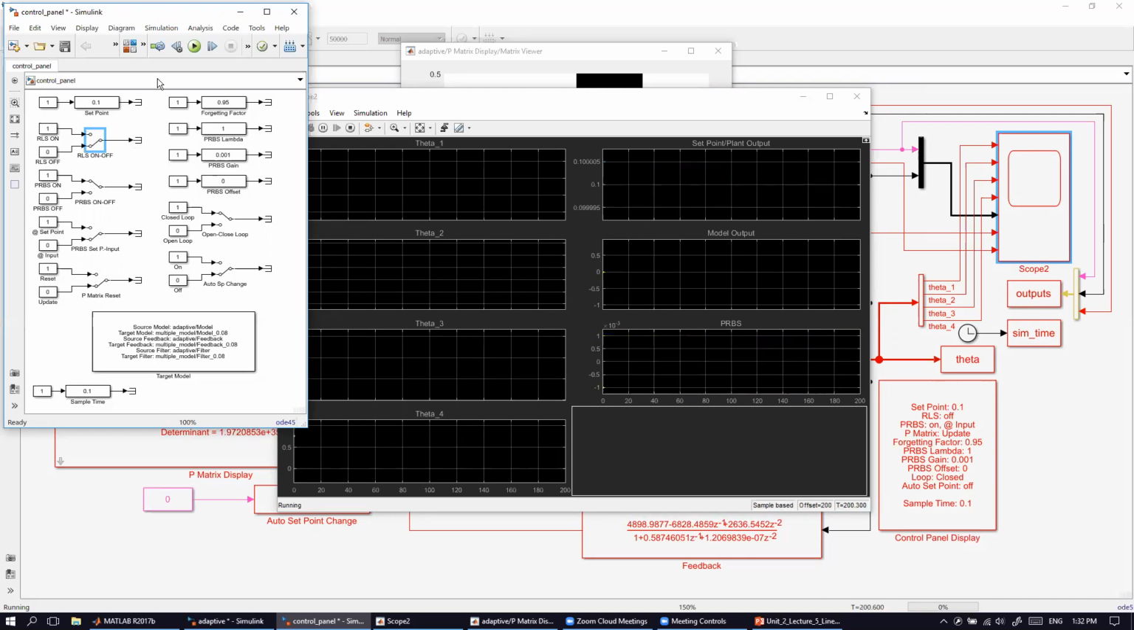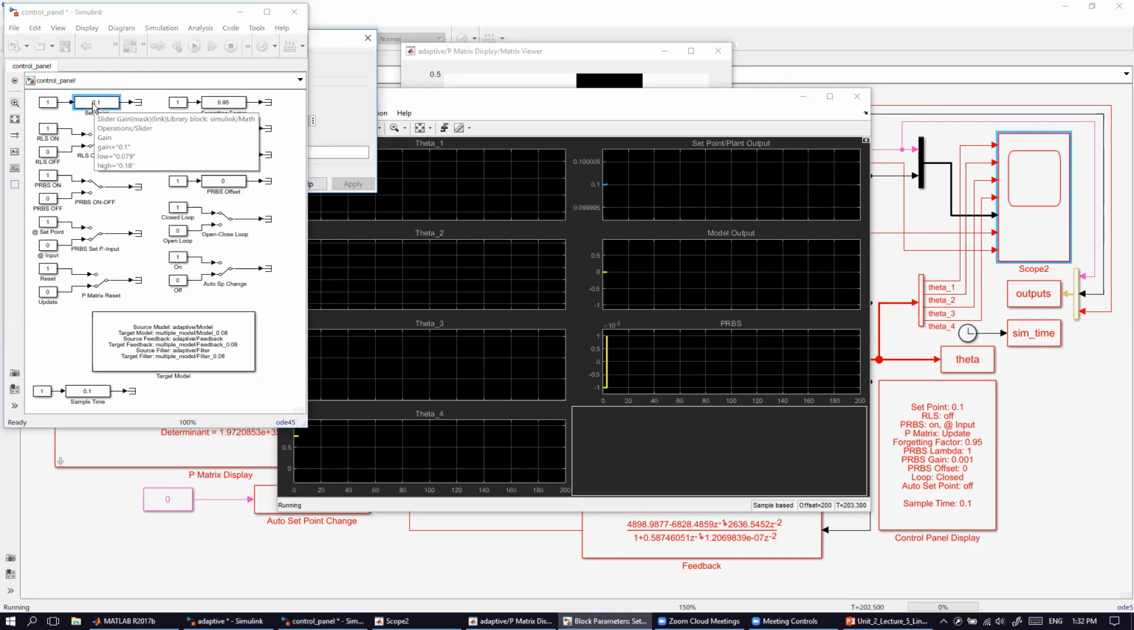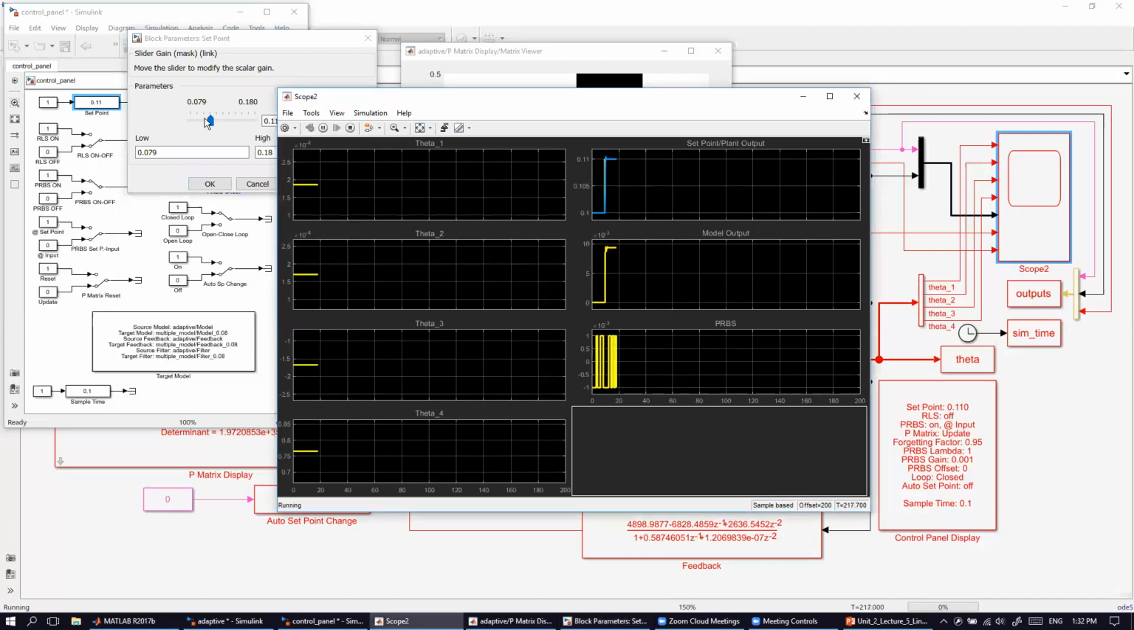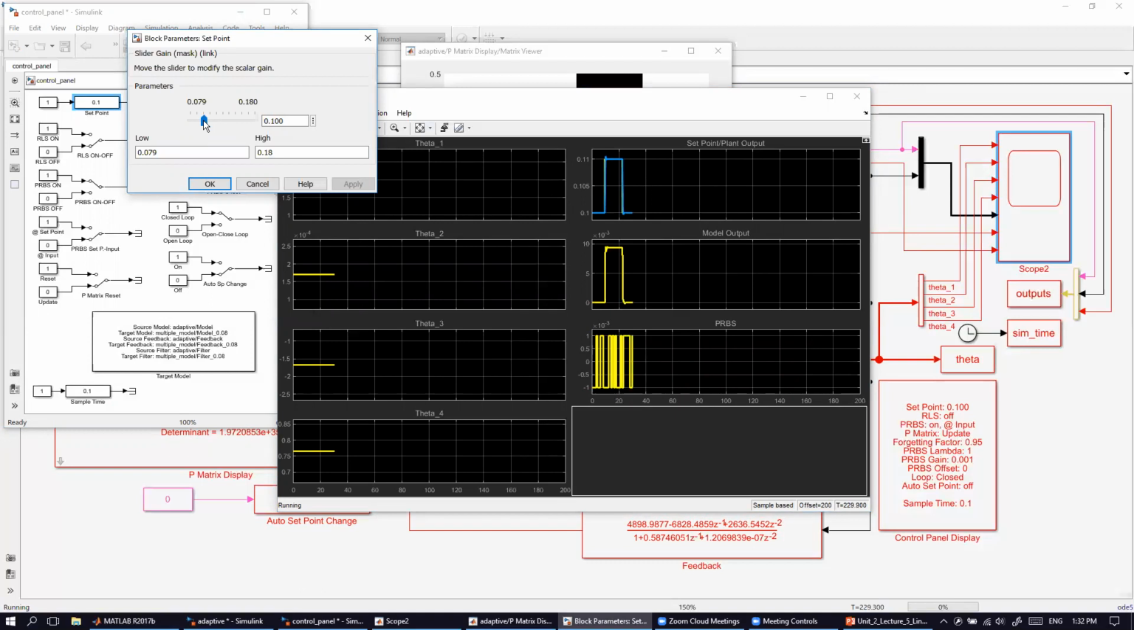And now I'm going to do a set point change. This point, for example, like that. Like this, right? And then I'm going to put it back to like this. All right. Is this clear, what I have done up until now?